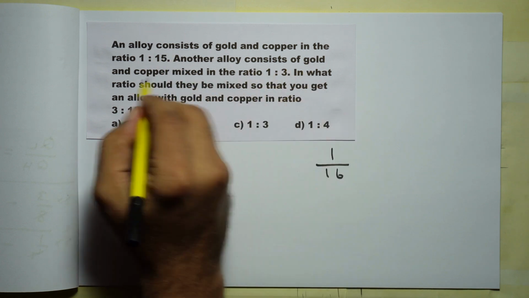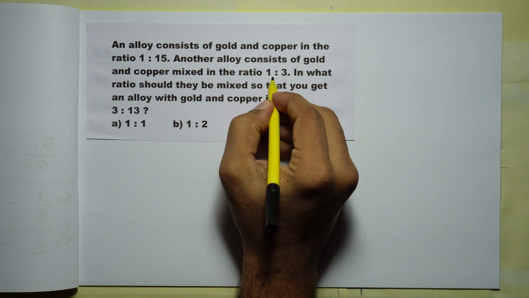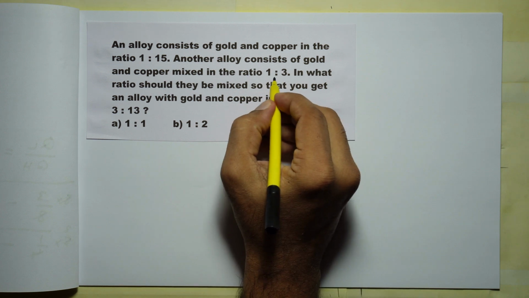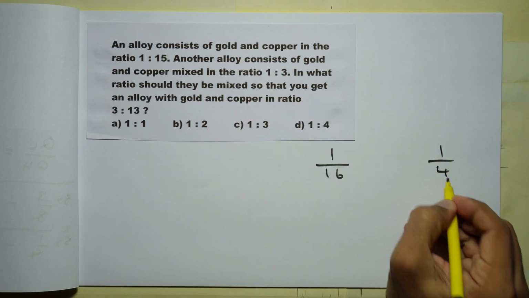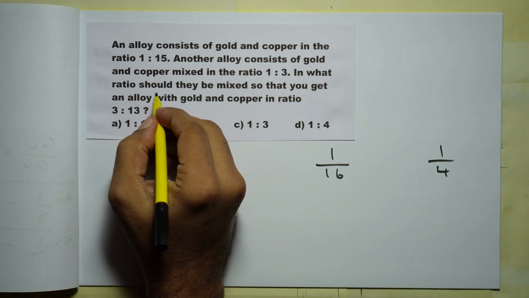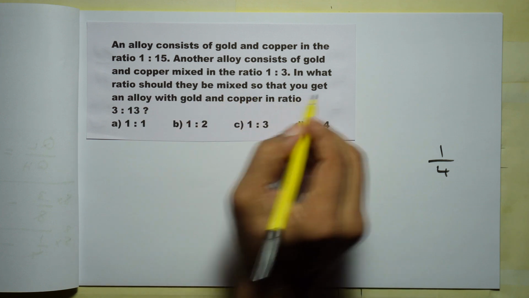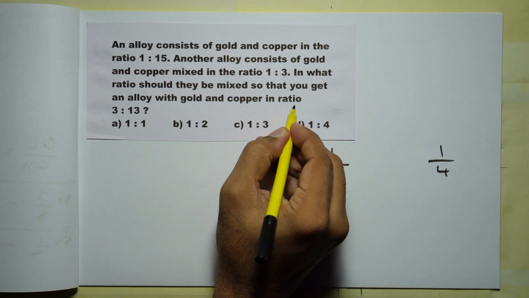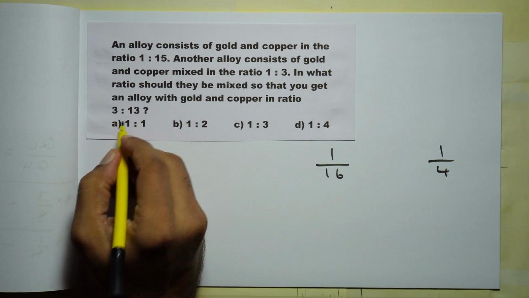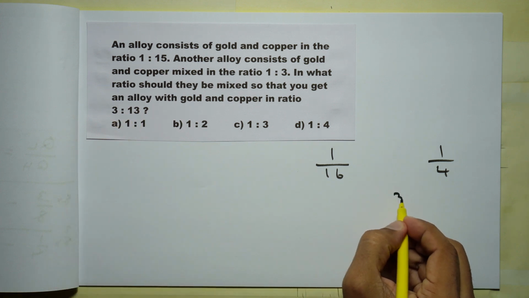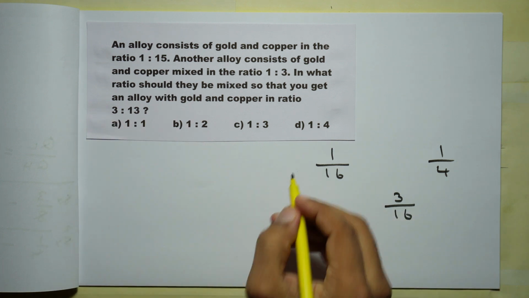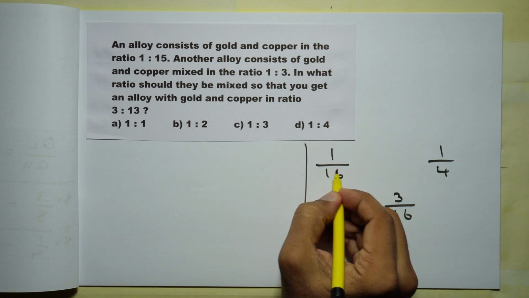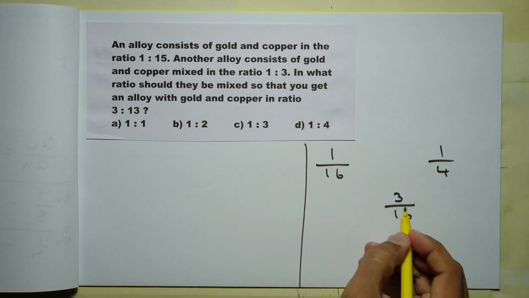Another alloy consists of gold and copper mixed in the ratio 1:3. So concentration of gold in that alloy is 1 out of a total of 1 plus 3, 4. In what ratio should they be mixed so that you get an alloy with gold and copper in the ratio 3:13? So in the mixture, the concentration should be 3 out of 3 plus 13, that is 16. So this is the lower concentration, this is the higher concentration, and this is the mean concentration or mixture value.